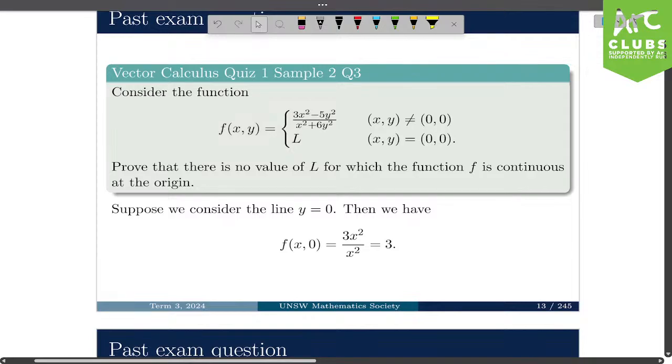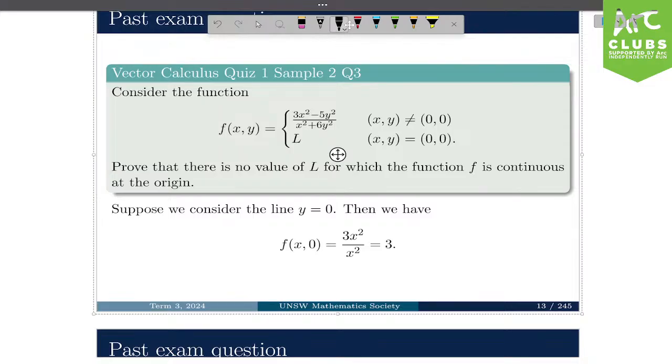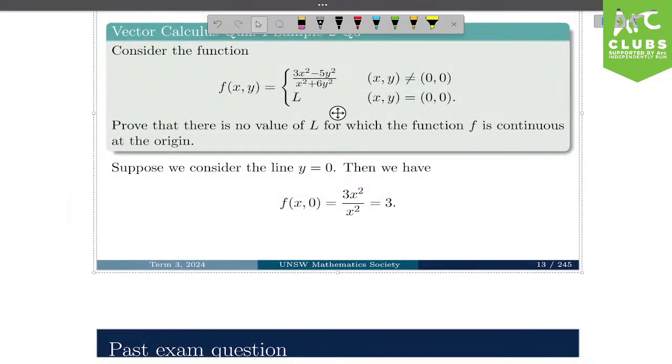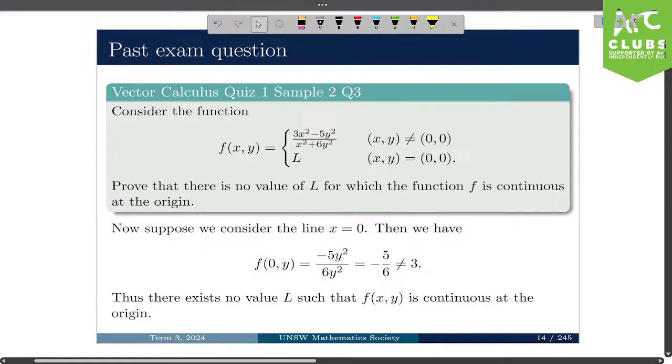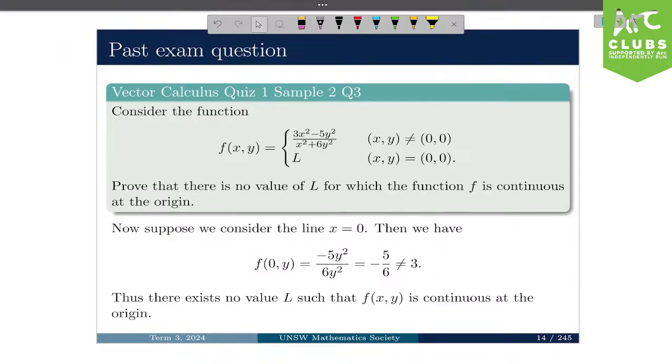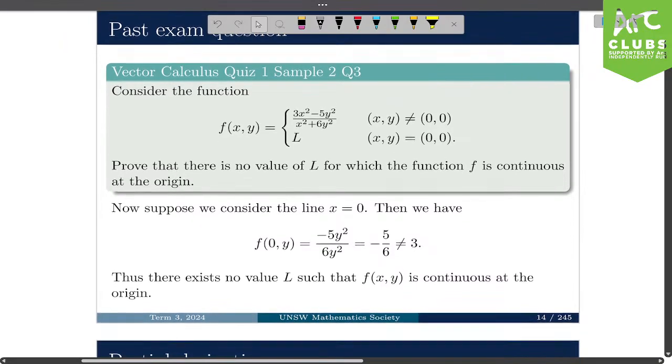So first we consider the limit when y equals 0. In this case, we just substitute y equals 0 into the equation above to get 3x squared on x squared, which is equal to 3. And then we consider the line x equals 0. So when we substitute x equals 0, we actually end up getting -5y squared on 6y squared, which is -5 on 6. And that is clearly not equal to 3. So basically there is no value of L such that f(x, y) is continuous at the origin.